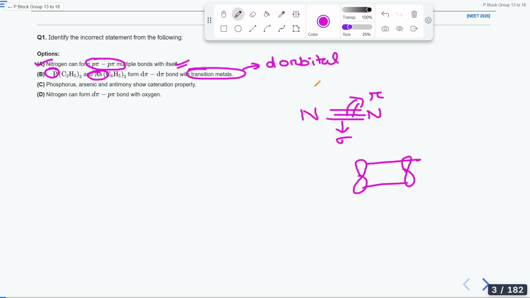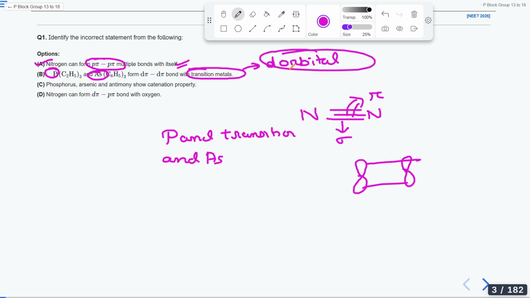And if an incomplete d orbital is there, there is a possibility of doing the d pi bond, because both phosphorus and the transition metal and your arsenic all have this d orbital in them, so they can do the d pi bonding.